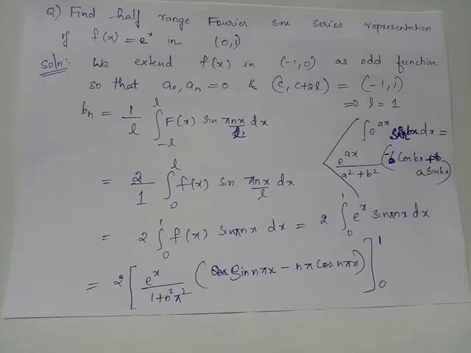Since capital F of x is an odd function, we will have Fourier coefficients a0 and an equals 0. We equate -1 to 1 to the general interval c, c plus 2l. Thus, we have c equals -1 and c plus 2l equals 1. From these two equations, we will get L equals 1. We have Fourier coefficient Bn equals 1 by L integral minus L to L capital F of x into sin pi n x by L into dx, where L equals 1.